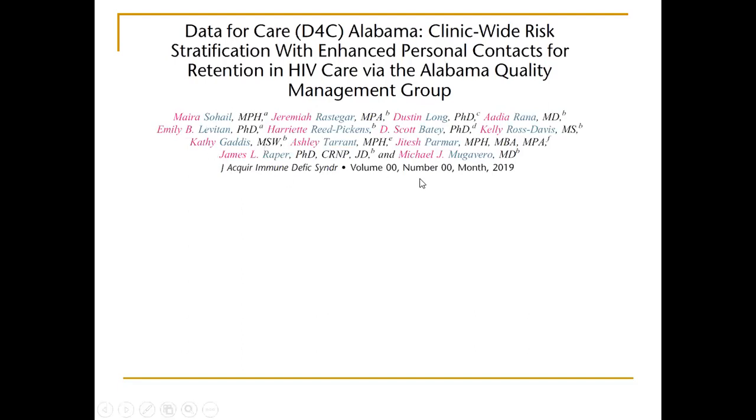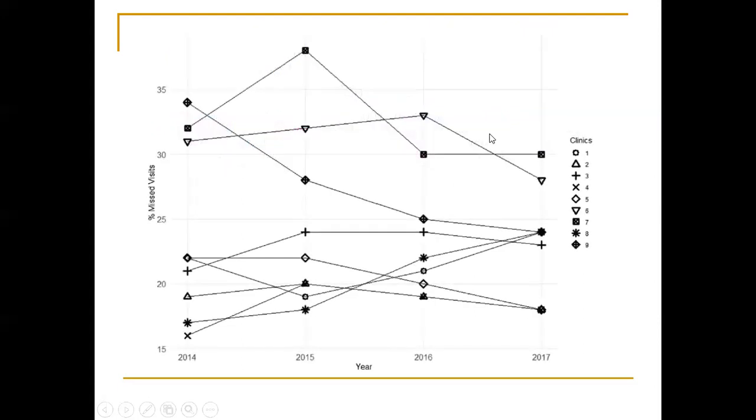So this was just accepted. It's really exciting. Myra and Jeremiah, who's the coordinator, led this effort, again with Emily's wonderful team. But this was based upon working with these 9 different clinics in Alabama, looking at their no-show rate over time. They said, gosh, this is a quality group that meets quarterly, and the clinic-wide no-show rate is between 15 and 35%, pretty stable over time.